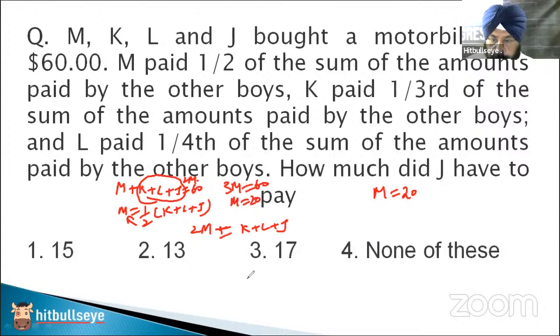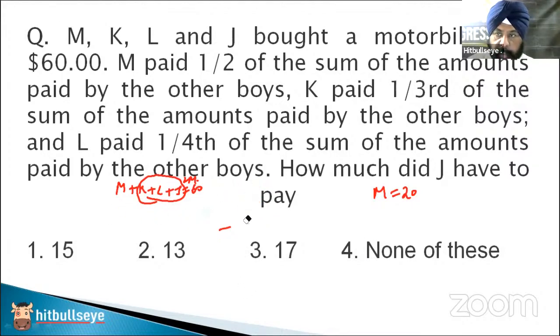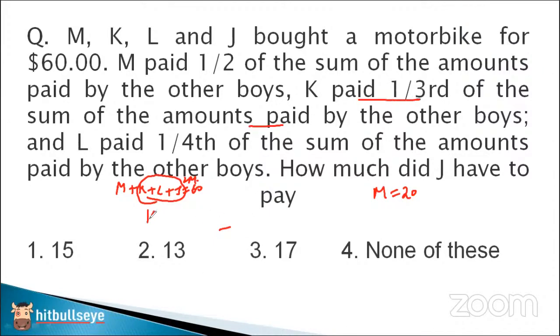Similarly, K is 1/3 of the sum of the amount paid by all other boys. So then we can get the answer, sir. It is 13. Answer is 13. Yes, I'm getting that. Yes, there may be some calculation mistake.